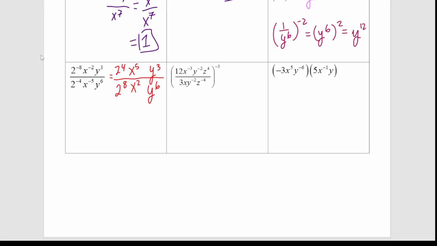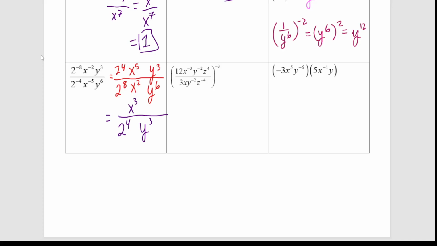Then I'm going to go ahead and do those divisions of the like bases. So 2 to the 4th over 2 to the 8th leaves us with 2 to the 4th in the denominator, because the denominator is bigger. x to the 5th over x to the 2nd is going to leave us with x to the 3rd in the numerator, because that numerator is bigger. y to the 3rd over y to the 6th is going to leave us with y to the 3rd in the denominator, because that denominator is bigger.